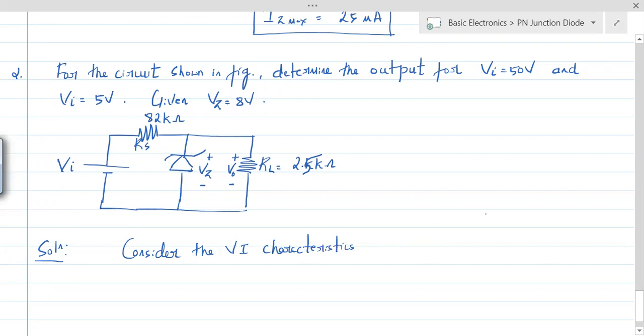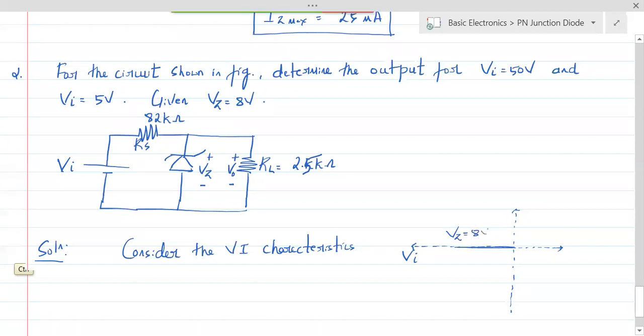See here, everybody, let's draw that VI characteristics. Since the operating point is in reverse bias condition, let's take this domain. So this is your Vi. Everybody understand this? Till the voltage Vz is reached. What is Vz given? Vz is 8 volts.